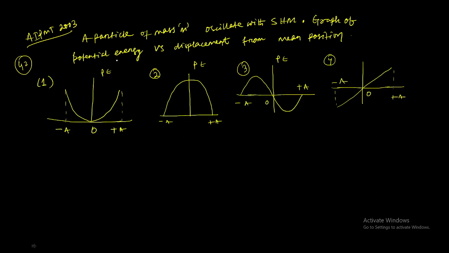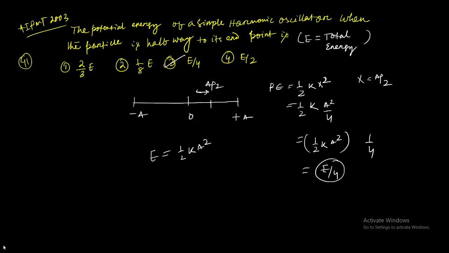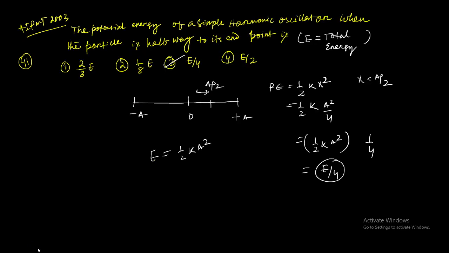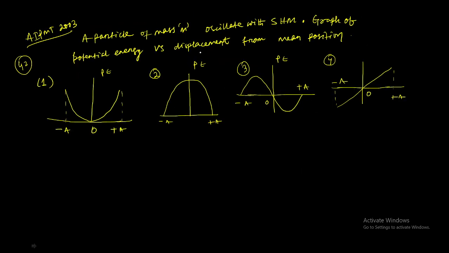Now 42 number question. A particle of mass m oscillates with SHM. The graph of potential energy versus displacement. So now just discuss right here what's going to happen. So potential energy maximum where? At extremum position, right? And kinetic energy maximum at mean position. So potential energy is maximum at extremum position, so it's maximum here, plus a minus a, and 0 at mean position. So option number 1 will be correct.